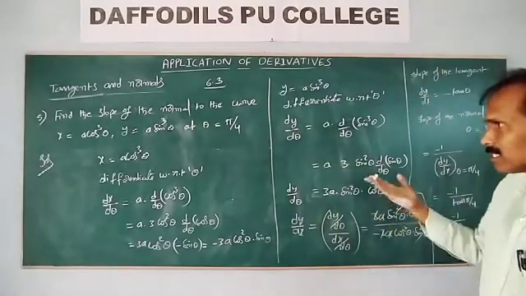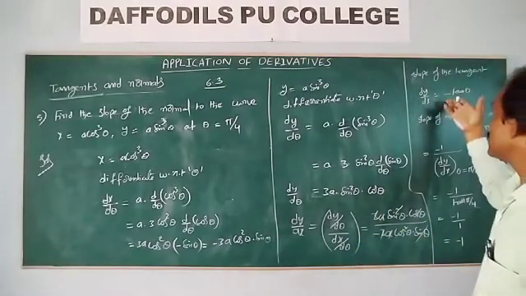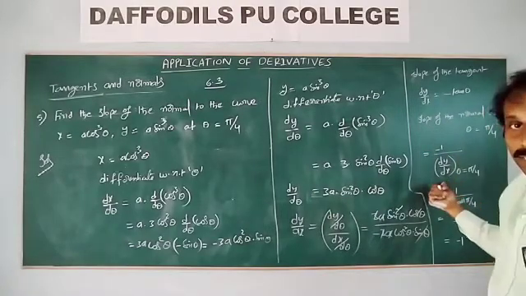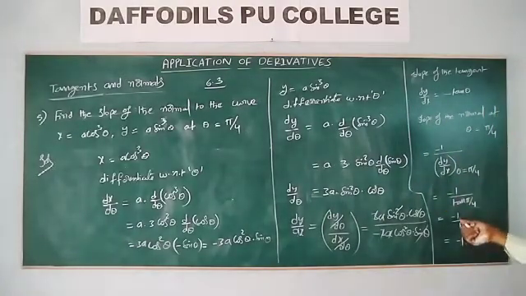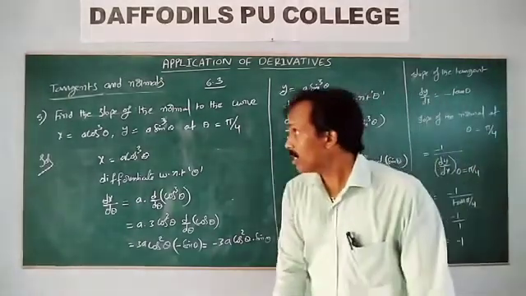Okay, asking the question: find the slope of the normal to the curve, with x and y given in parametric equation form. Convert into dy by dx, that is nothing but dy by d theta by dx by d theta. This is the slope of the tangent. Slope of the normal is equal to minus 1 by slope of the tangent. At theta is equal to pi by 4, that is minus 1 by 1, which is equal to minus 1. So this is the fifth.